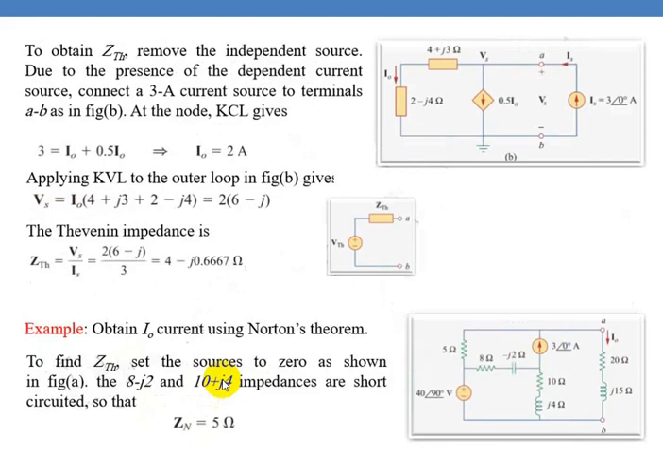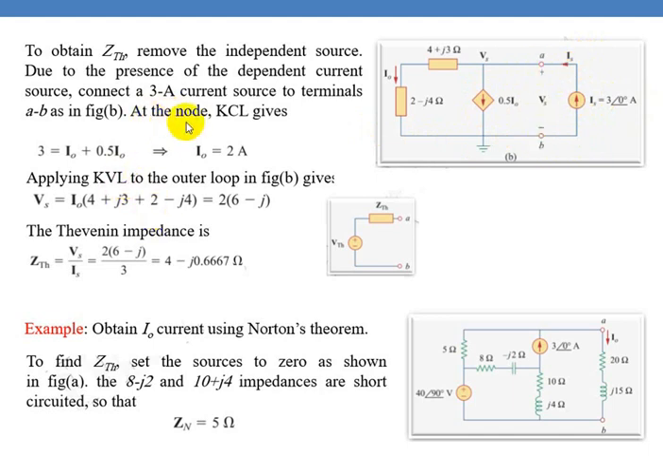Then to find out ZTH, a 3 ampere current source is connected here. You can even connect a 1 ampere current source. Here in this circuit we have connected a 3 ampere source. That current is called IS. Now solve this circuit, find out Vs and Is. Is we already know. If you divide Vs by Is, you will get the equivalent impedance of the network across the terminals.